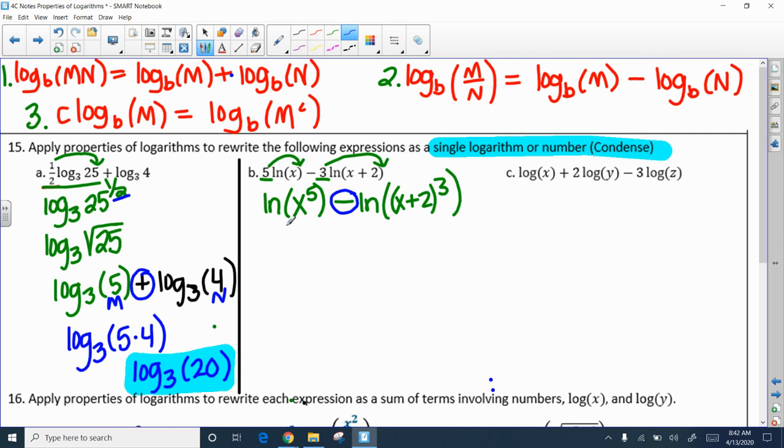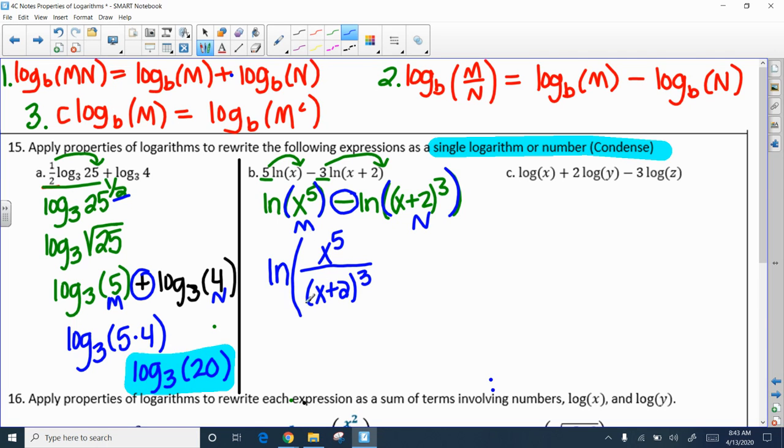So this right now is in the form log base b of m minus log base b of n. This whole thing is m, and this whole thing is n. So when I rewrite it, it's going to be in this form, log base b of m divided by n. The m has to come on the top. That's the one that comes first. So when I rewrite it, it's still going to stay the same type of logarithm. So it's going to be a log base e or a natural log. And it's going to be m on the top, so x to the 5th on the top, over n on the bottom, which is x plus 2 cubed on the bottom.